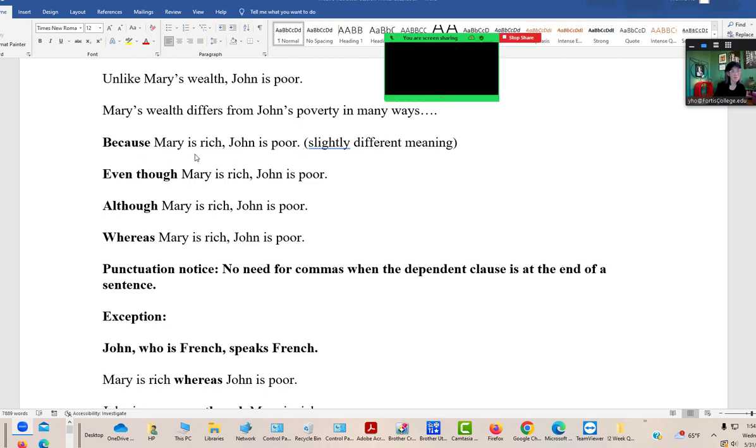Because you have because Mary is rich. So here this is a phrase. I'm sorry, this is a clause. A clause has a subject and a verb. Here, no subject, no verb. So here, you have to have a subject and a verb in order for it to be a clause. So this is a dependent clause because it is a thought that cannot stand by itself. You cannot say because Mary is rich. That's a sentence fragment. So in order for you to complete that sentence, you have to say because Mary is rich, and then you have to add an independent clause.